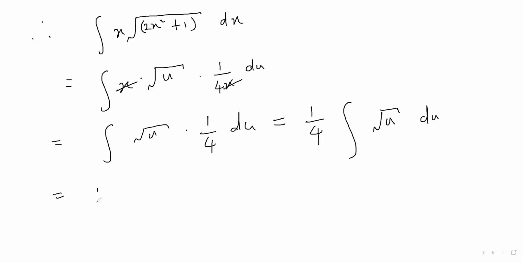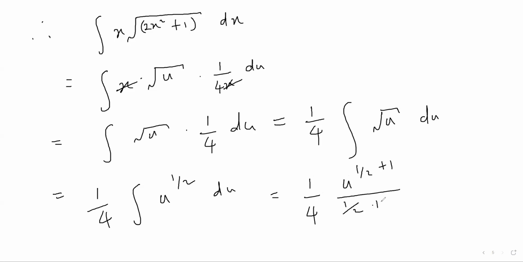So that's the same thing as 1 over 4 multiplied by the integral of u to the power half with respect to u. Again, applying one of our rules of integration, this integral is equal to u to the half plus 1 divided by half plus 1. Again, this is a means to an end to evaluating a definite integral. So we're not going to put a plus c here, and we go ahead and evaluate.